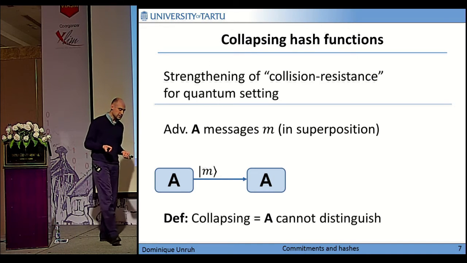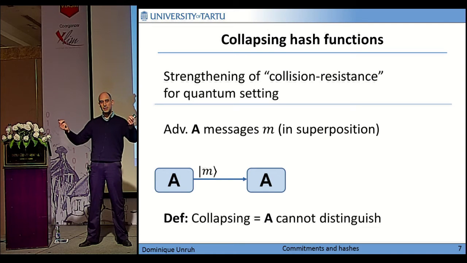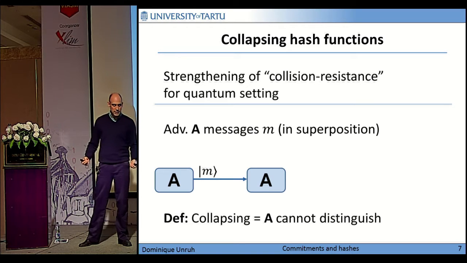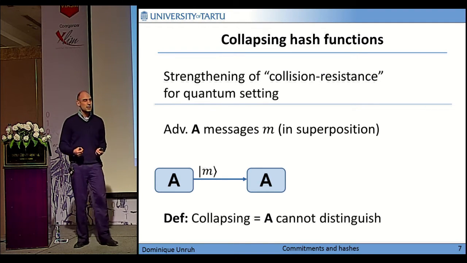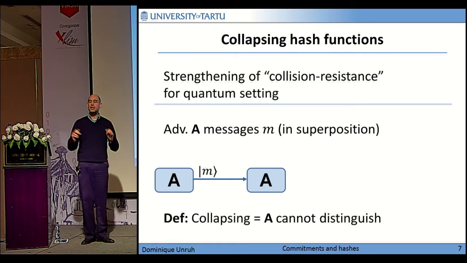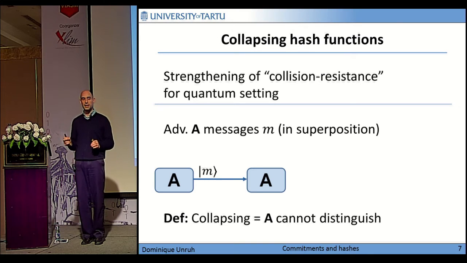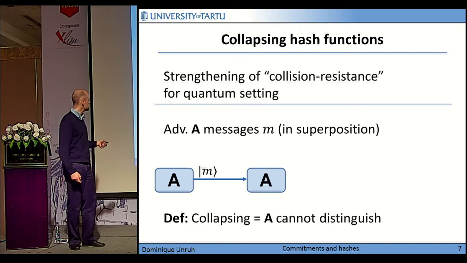And in the classical setting, collision resistant means we cannot find two values that have the same hash at the same time. In the quantum setting, as we have seen, this is not enough. Instead, we will ask for something which, at least on a vague intuitive level, means we cannot find a superposition of two values that have the same hash. And this is formalized as follows.